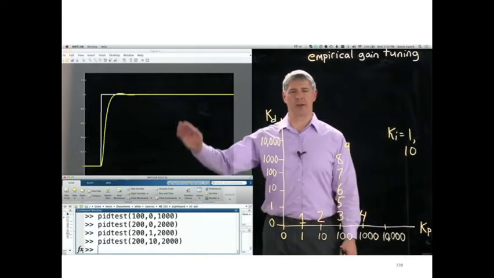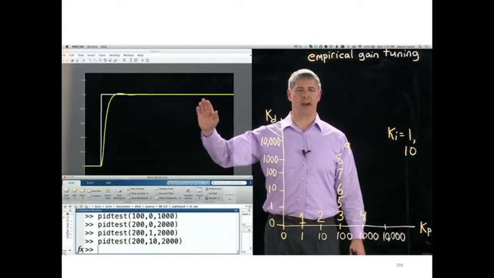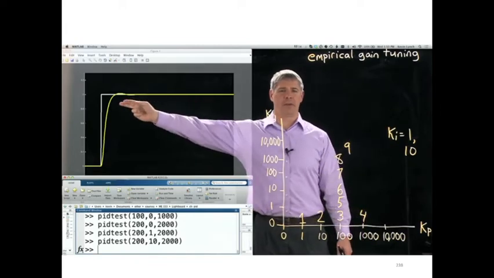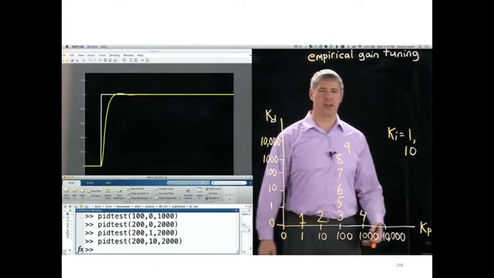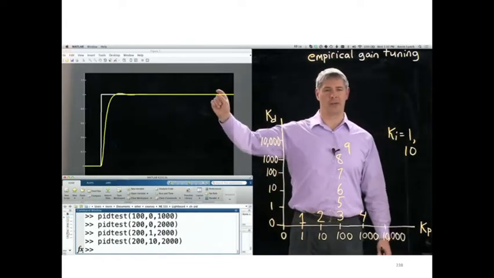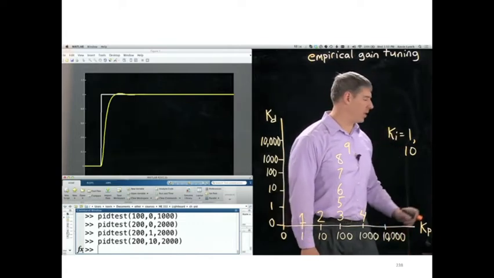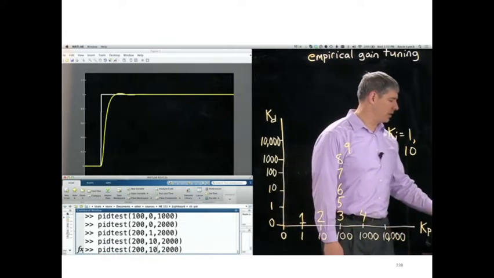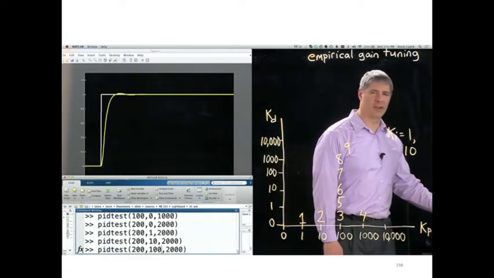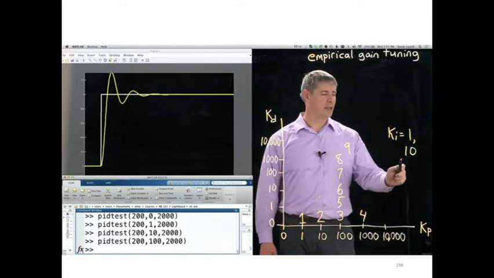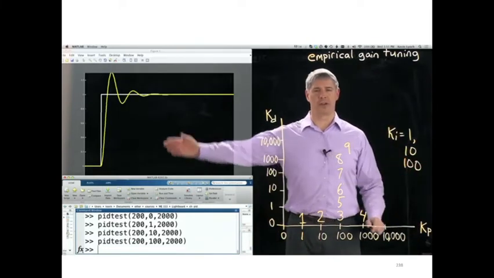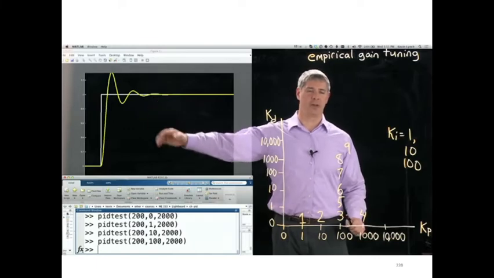Okay, now we're seeing that we're getting essentially zero steady state error, but we've introduced a little bit of overshoot. And that's what integral gain will do. While it tries to reduce steady state error, it may induce some instability. And if we wanted to emphasize that, we could increase that gain to 100. And now you're seeing lots of overshoot and oscillation. So we've gone too far with K sub I.